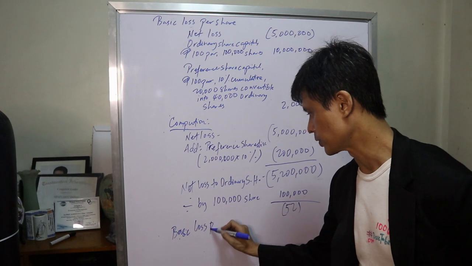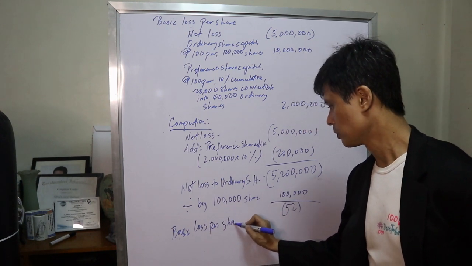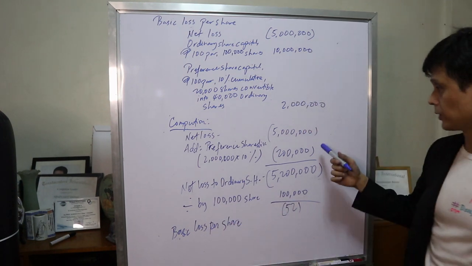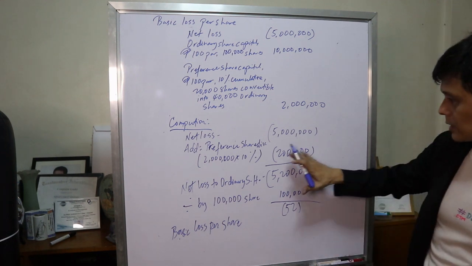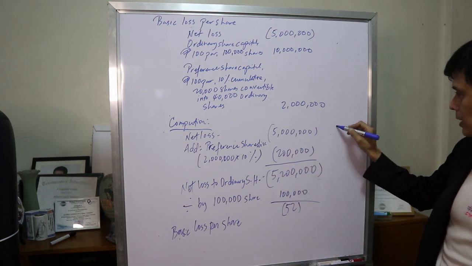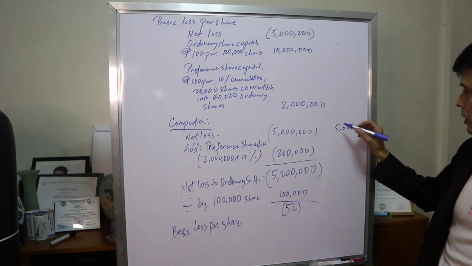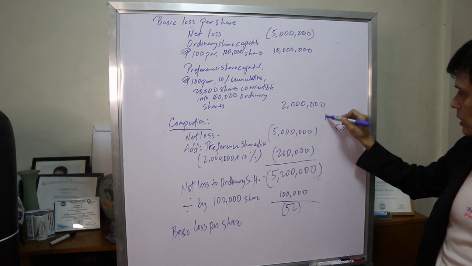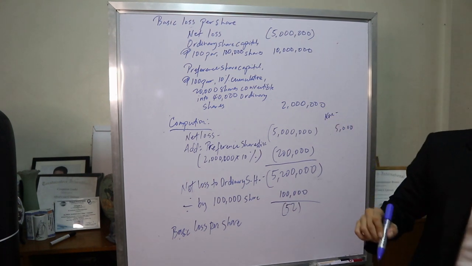Basic loss per share. Now, assuming it is a non-cumulative, so hindi natin isasama yan. So, palagay natin dito, no? So, okay, 5 million. So, let's assume that it is non-cumulative.